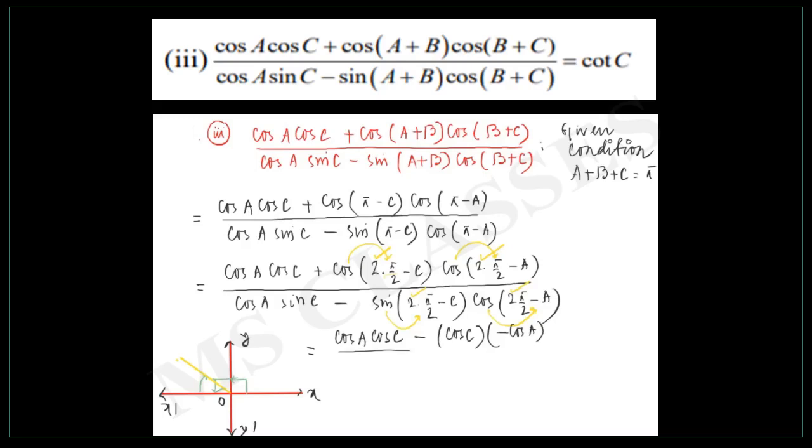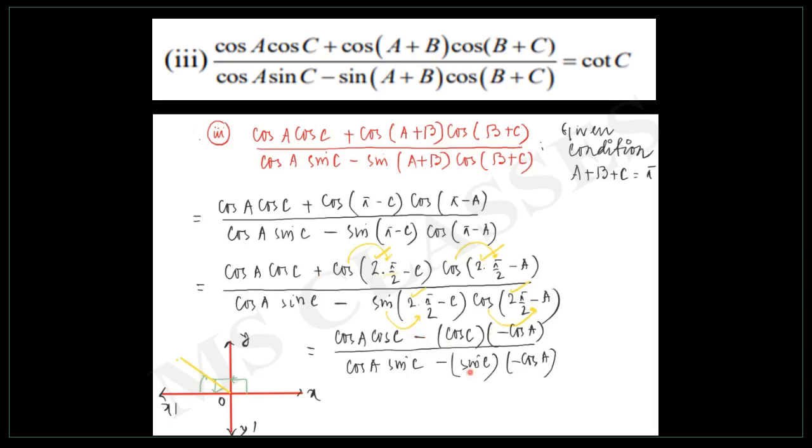Whole divided by. This will be what? Cos A sin C. Now this will be what? Minus sin C only. And this will be minus cos A. Here there is a minus cos C, that minus has been taken outside. Minus into plus, it is minus has been direct. Now minus into minus, this will be plus.